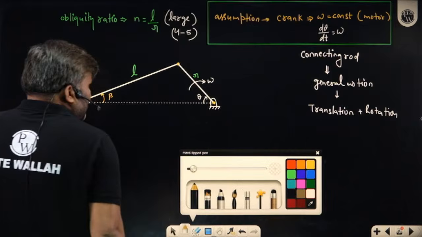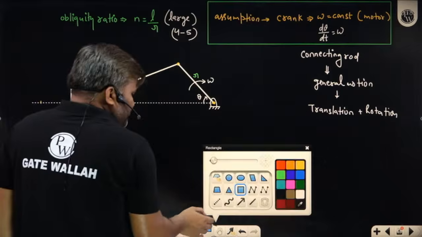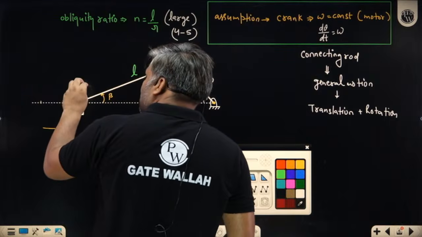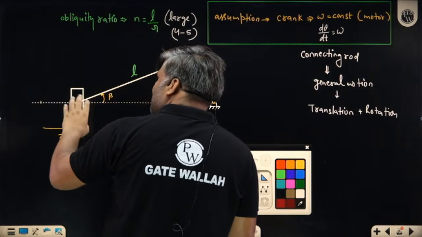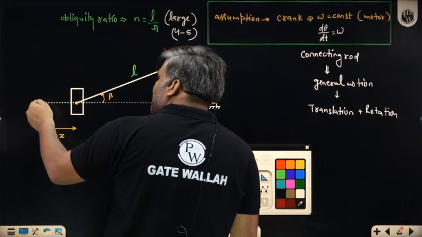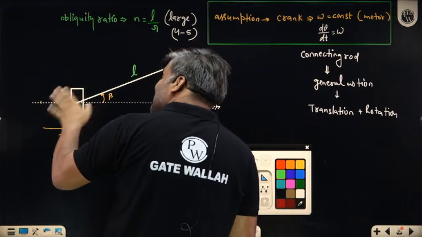Okay, how are we analyzing this? My aim, for the sake of doing the motion analysis of this piston, is to find out what x is as a function of time t.